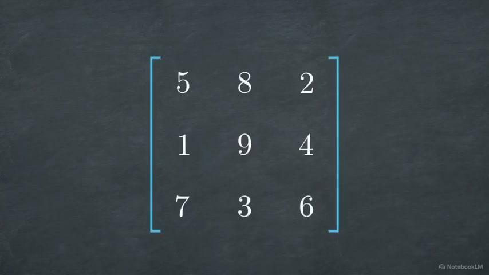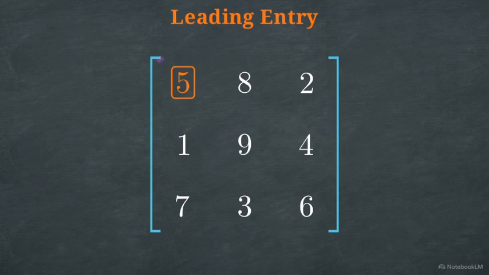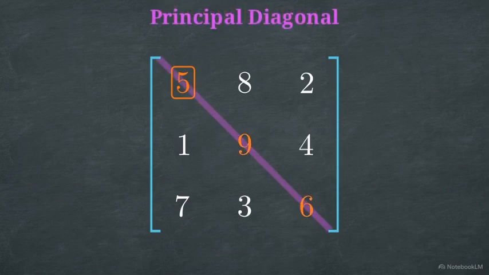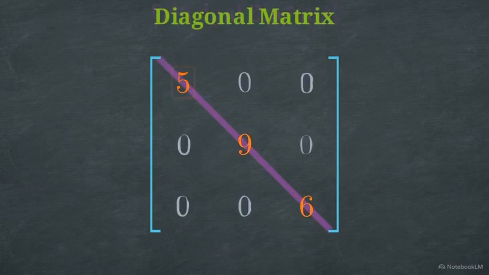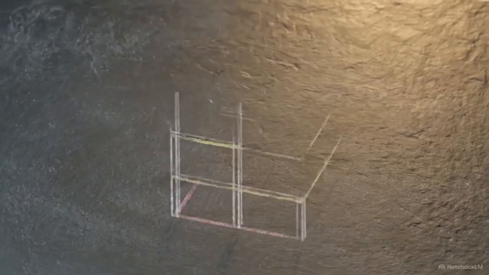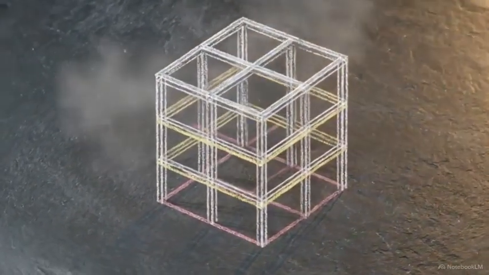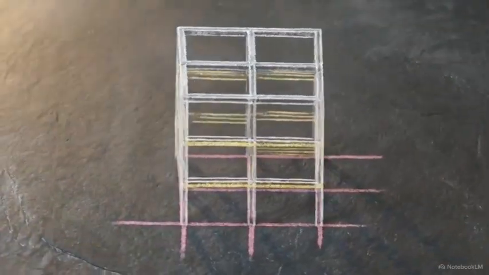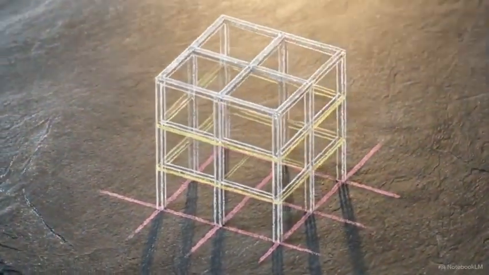A square matrix is unique. It is the only type with true diagonals. The top left number is the leading entry. The line cutting across the center is the principal diagonal. Turning every number outside that diagonal into a 0 creates a diagonal matrix. Identifying these physical shapes is critical. Once you know a matrix's shape, you instantly know which mathematical operations you are allowed to perform on it.